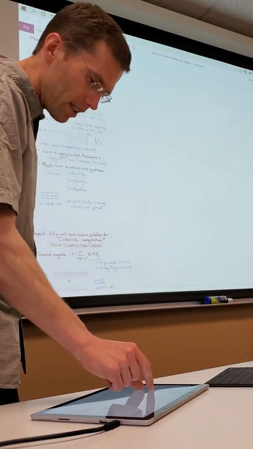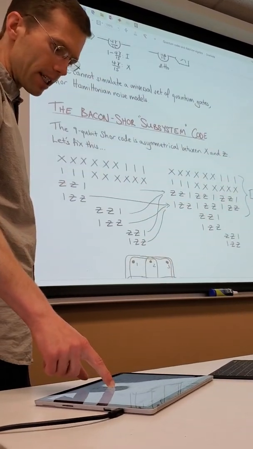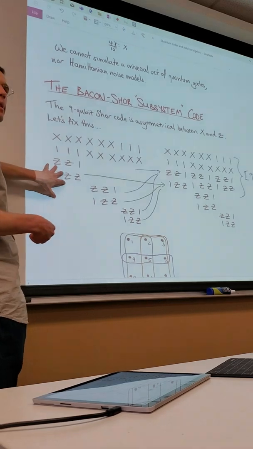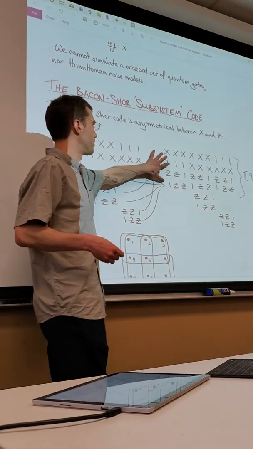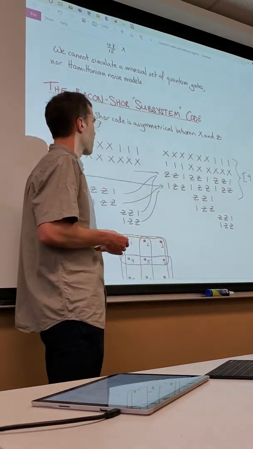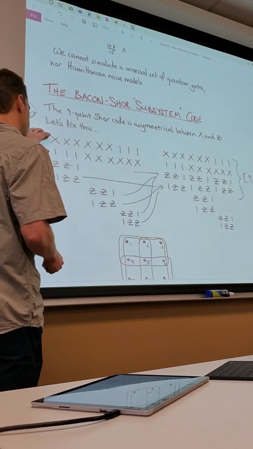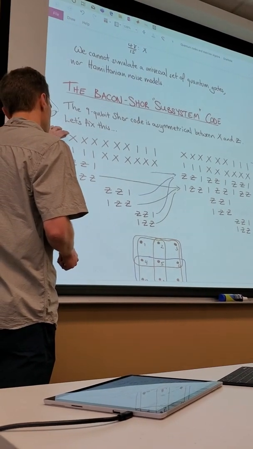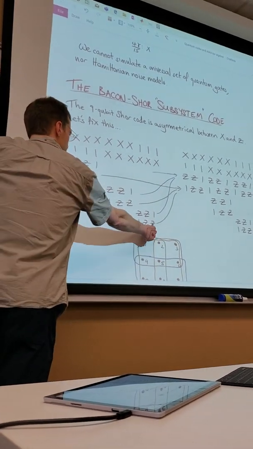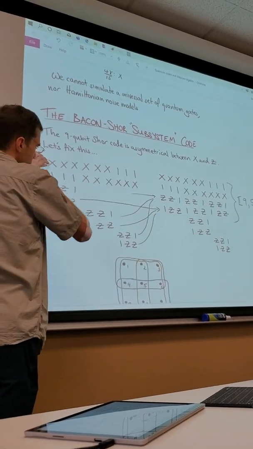Okay. So one other thing that's interesting, if you look at the code we started with, where there's an asymmetry between the x and the z stabilizers, before we converted to the Bacon-Shor code by throwing away these guys. Logical x for this code was just x tensor 9. Logical z was just z tensor 9.